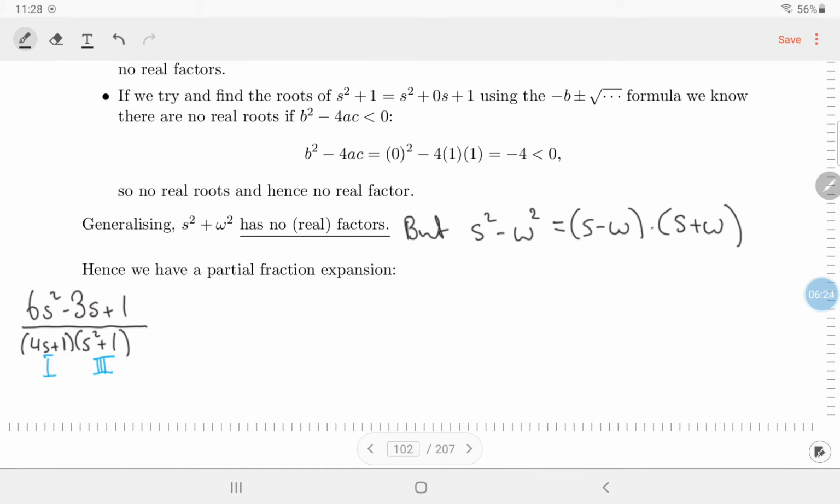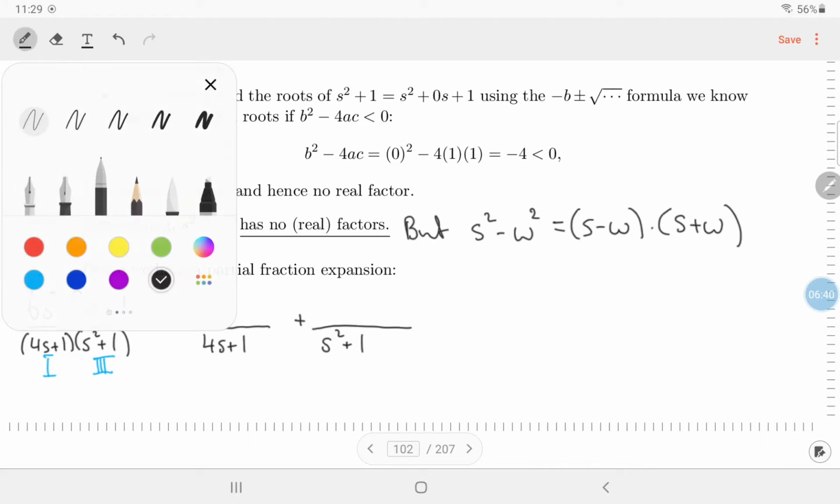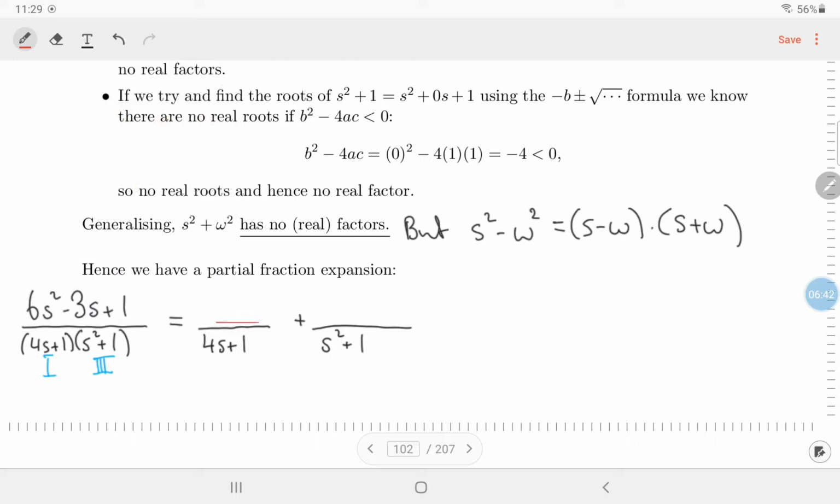So this, now I'm going to have to do an equals dot dot dot here. So rule 1 says it'll be some constant divided by 4s plus 1. And rule 3 is going to say it's some constant times s plus a constant divided by s squared plus 1. So that's what rule 1 and rule 3 actually say.